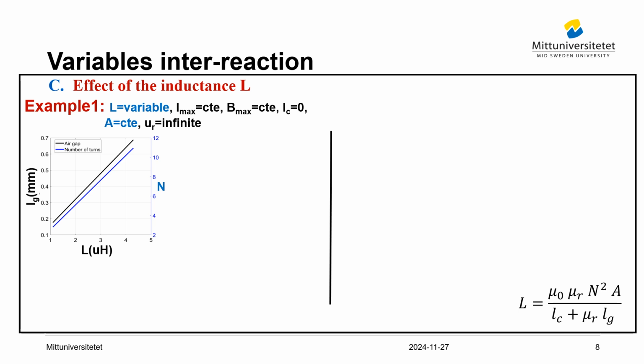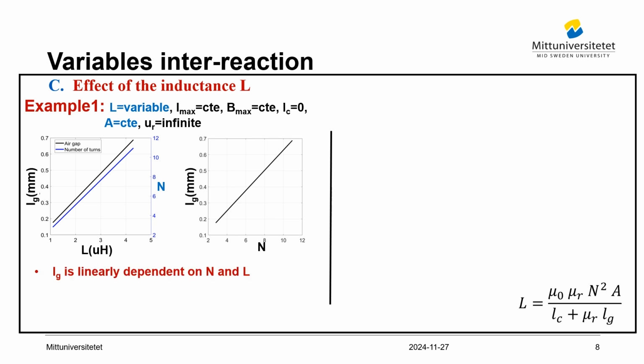In this case, you can see that any change in the inductance will lead to a similar, linear change in the number of turns and in the air gap. The number of turns will change and the air gap also has to change. It cannot be constant. You need to change the air gap whenever the number of turns changes, and that's according to the unique air gap equation and Ampere's law. So the air gap is linearly dependent on the number of turns, per Ampere's law.